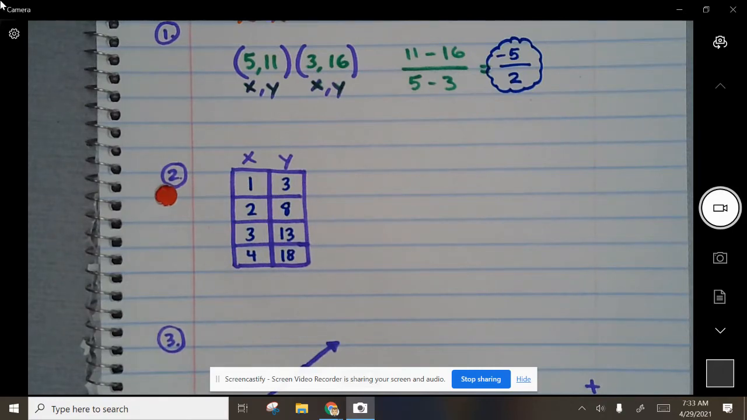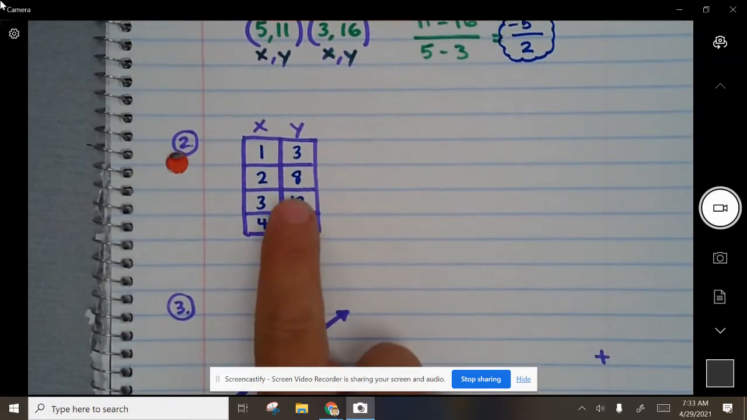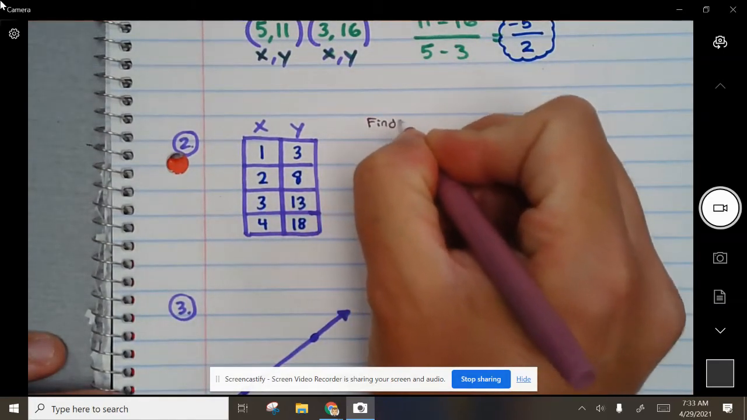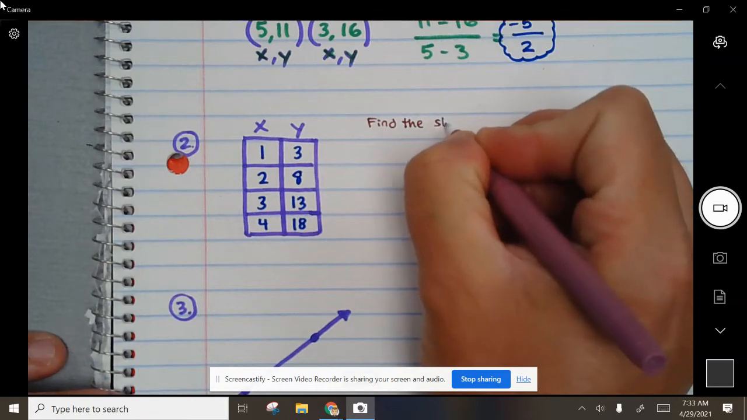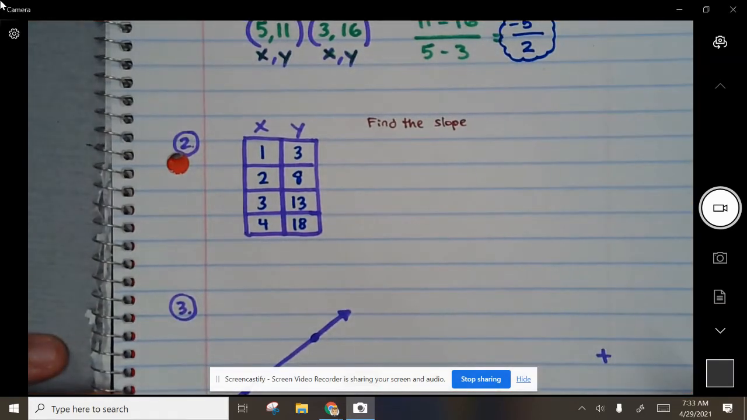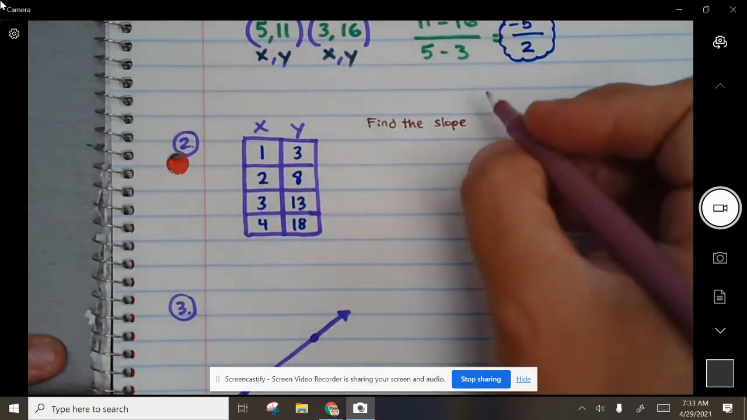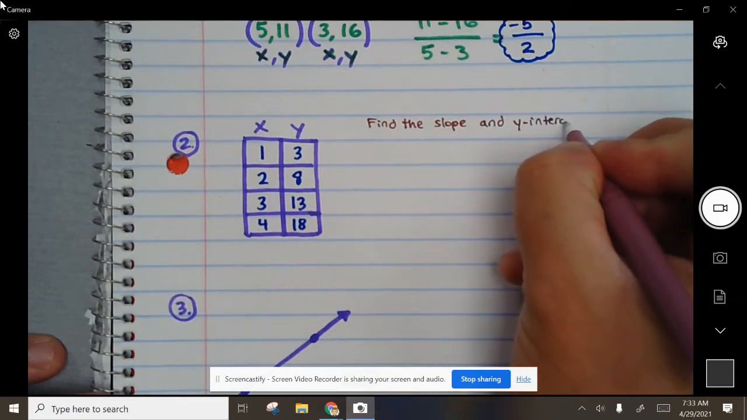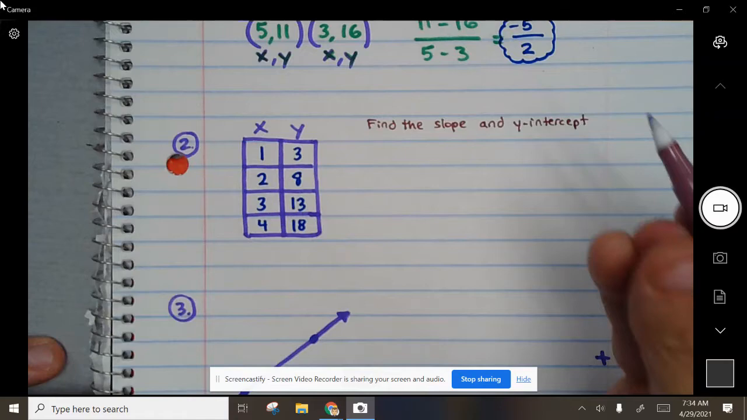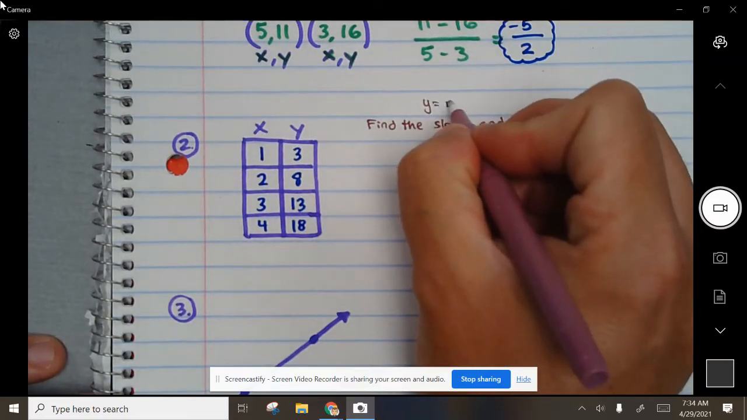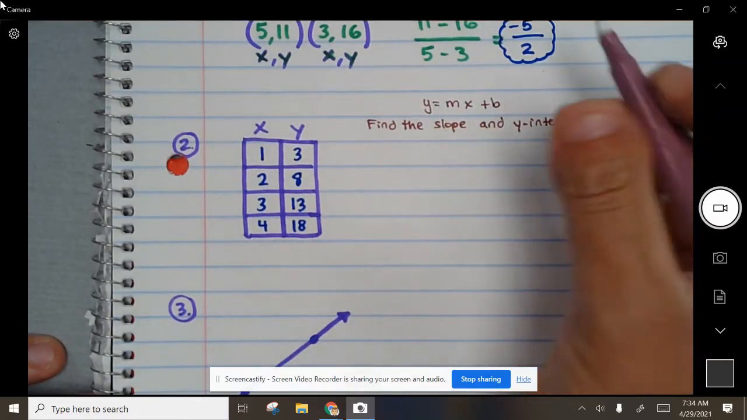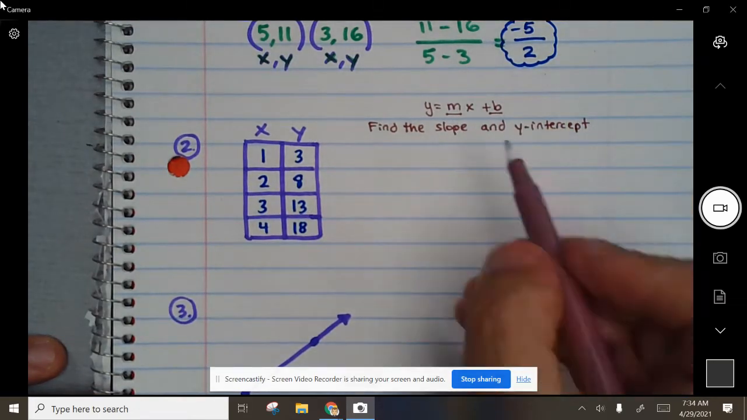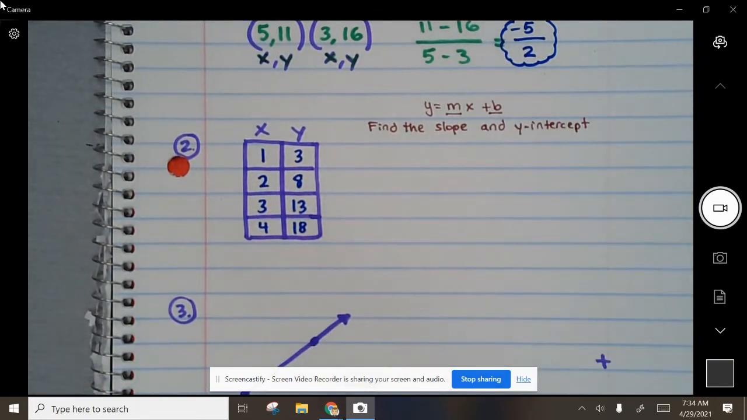Let's go. So if we're going to tackle this problem, and it just says find the slope, okay, you're just going to do the first part. But if it said find the slope and y-intercept, if you forget what that is, remember y equals mx plus b. The m is the slope, the b is the y-intercept. So they would say find the whole equation, really. We're going to go ahead and do that.